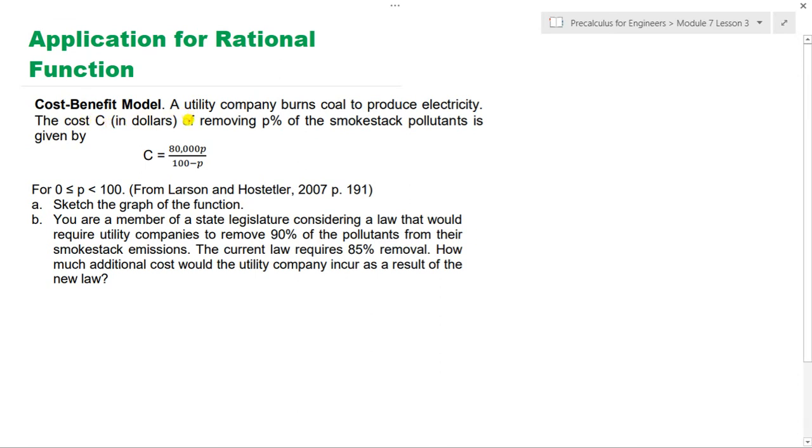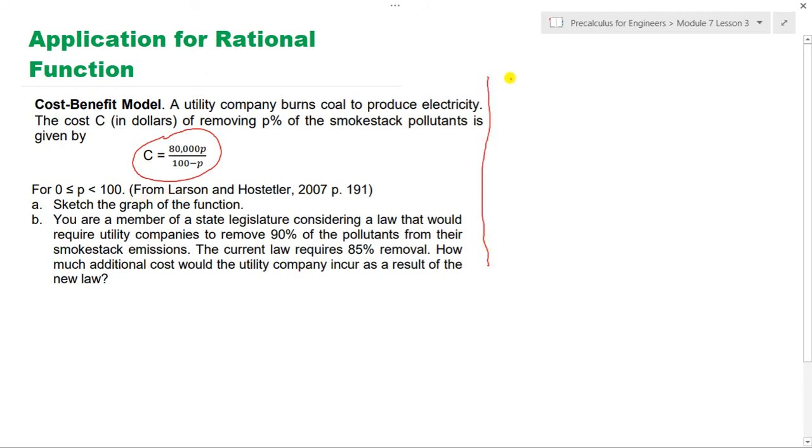So a utility company daw burns coal to produce electricity. So the cost C in dollars of removing P% of the smokestack pollutants is given by this function C is equals to 80,000 P all over 100 minus P. So we're in the domain for our percentage of pollutants is from 0 to 100. Unang buhaton is we're going to sketch the graph of the function.